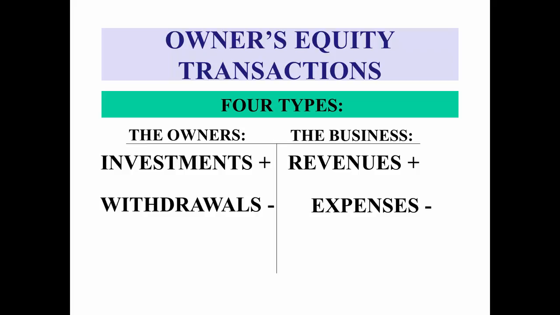The business also has expenses. This happens when the business uses things. So the business uses employees, that's wages expense. The business uses electricity, that's utilities expense. The business uses office space, that's rent expense. So whenever the business is using services or products, those are expenses, and they are going to decrease equity.